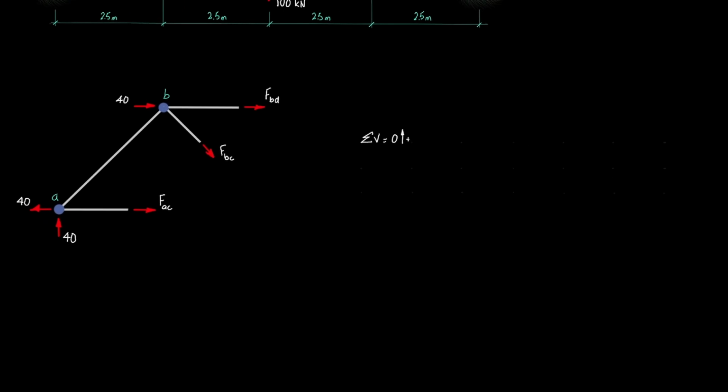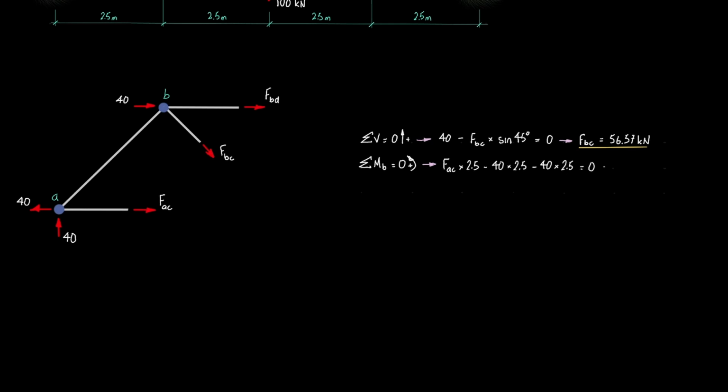We will start by applying the equation of vertical equilibrium to show that FBC is plus 56.57 kilonewtons. It's positive, so the force is tensile. Next, take moments about B to show that FAC is plus 80 kilonewtons. Again, it's positive, so the force is tensile. Note B was chosen because two of the unknown forces pass through that point.